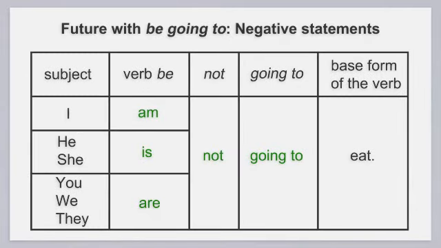To make negative statements, place not before going to. For example, I am not going to eat. He is not going to eat. Or, you are not going to eat.